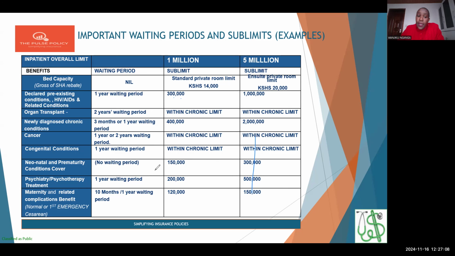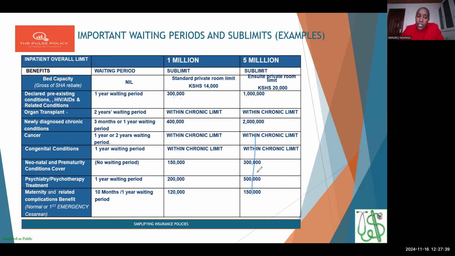In some cases, you're going to find that they're going to be put under the maternity waiting period of 1 year or 10 months. Again, it depends on where you're purchasing the policy, and they're going to have their own limits here. Psychiatric treatments, they're going to have a 1 year waiting period with a limit here. So you're going to be given the limit for psychiatry. It depends again on the policy, the limit that you have purchased. Of course, the person who has purchased a higher limit is going to have a higher sublimit. So it depends on what cover you have purchased.